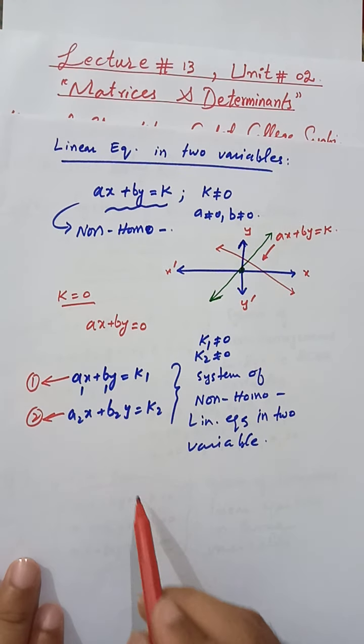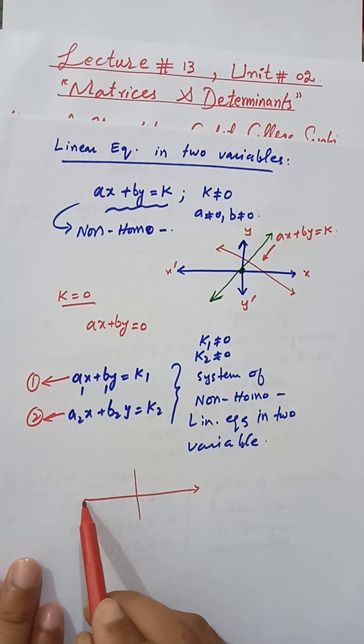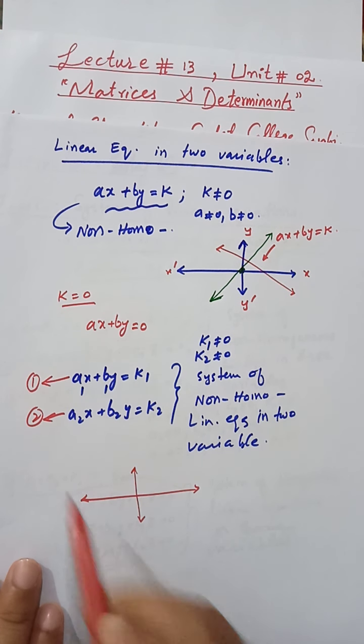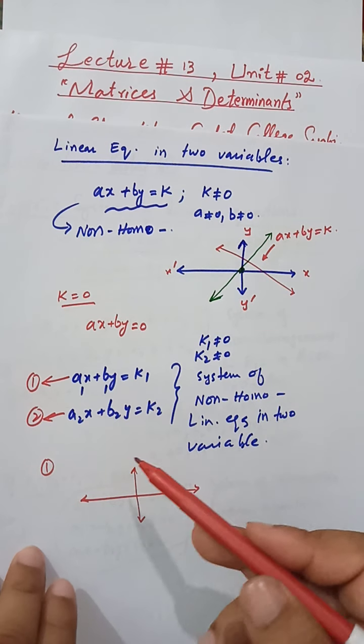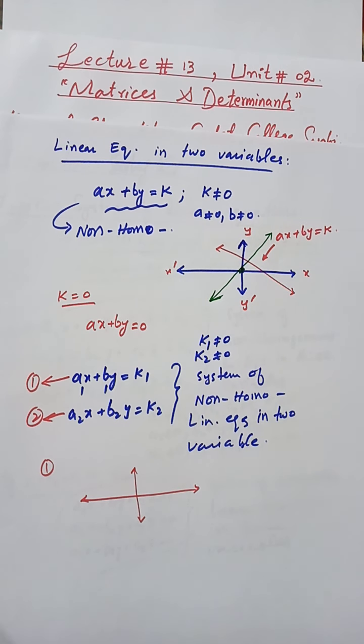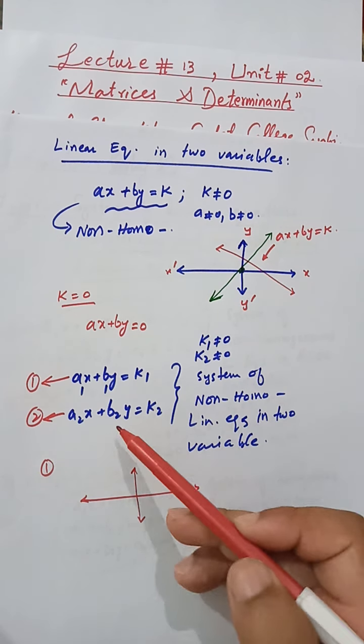So if I draw, let's say there are three possibilities. Maybe a unique solution, meaning you get a unique value of x and y which satisfies this equation as well as this equation.